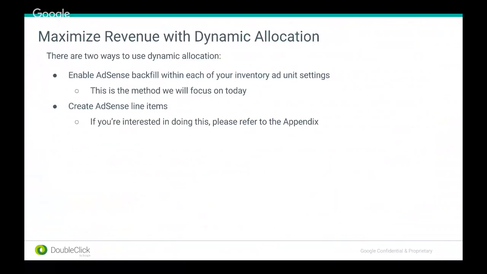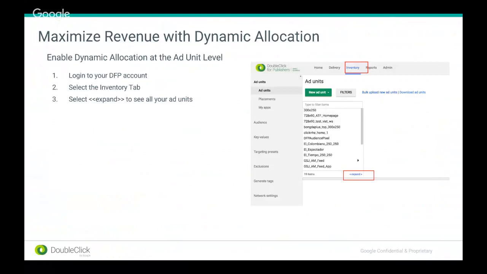So there are two ways that you can enable dynamic allocation on your DFP interface. The first, you would enable AdSense backfill within each of your inventory ad unit settings. And the second, you would create AdSense line items. Today, we're going to discuss the first method. So what we're going to do now is take you through how you would implement that on your DFP account.